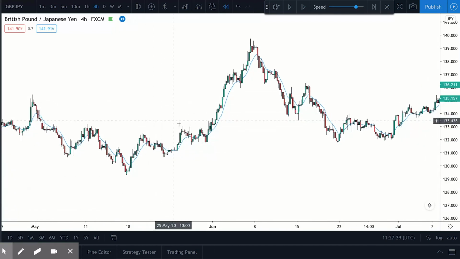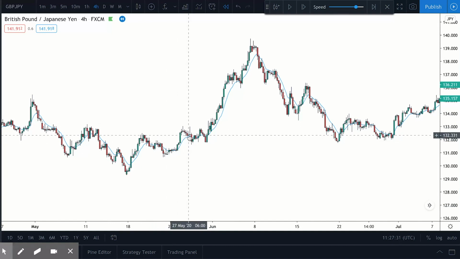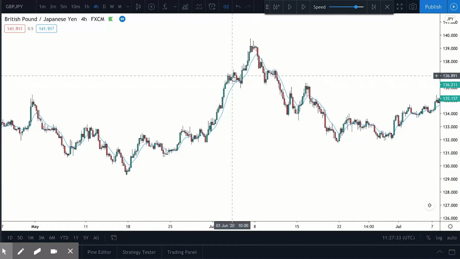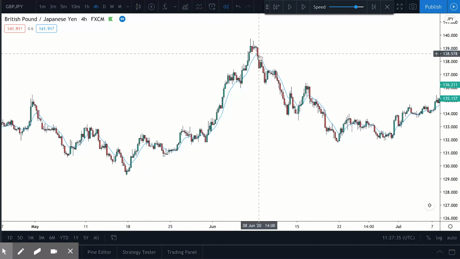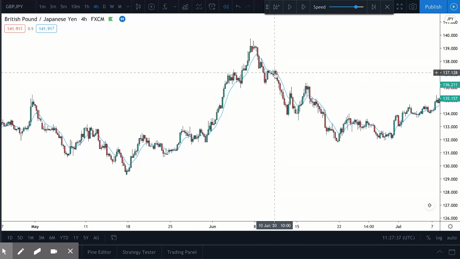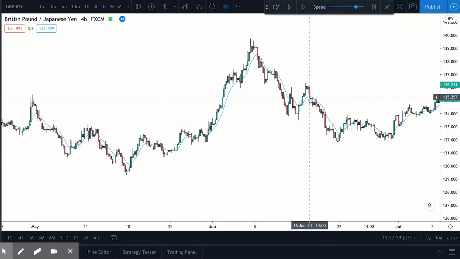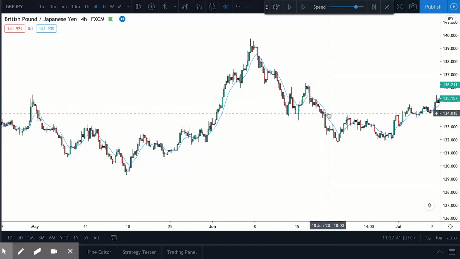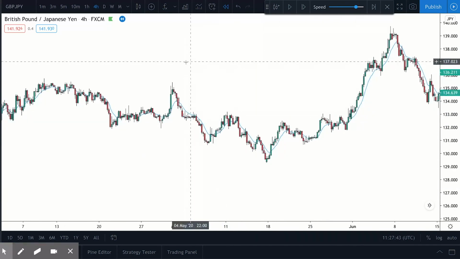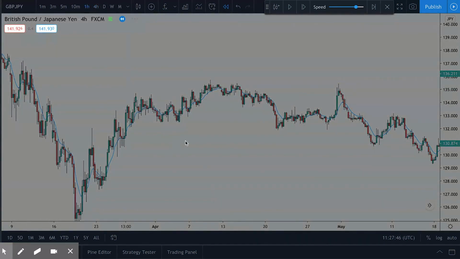Okay, so if we look here, we've got support, push up, support, push up, and then it pushes over the top, and then we push down. We have resistance, pushes through there. Yeah, resistance, and so on. So you see that it does work as a flowing resistance and support for price.